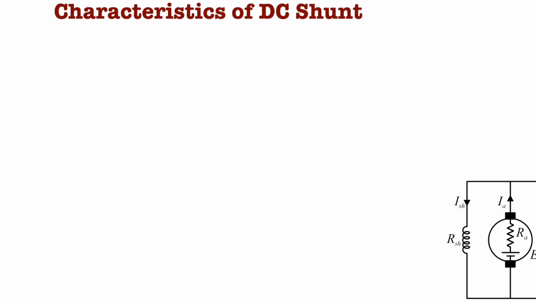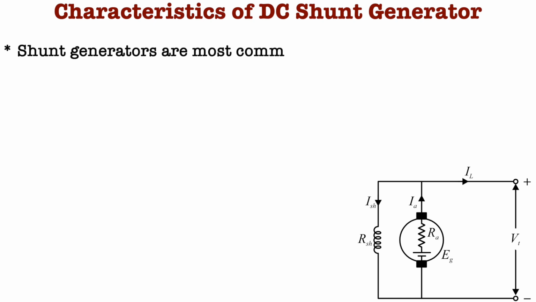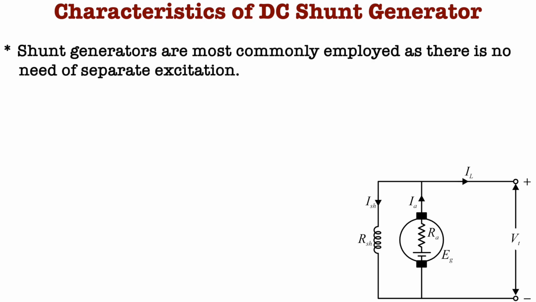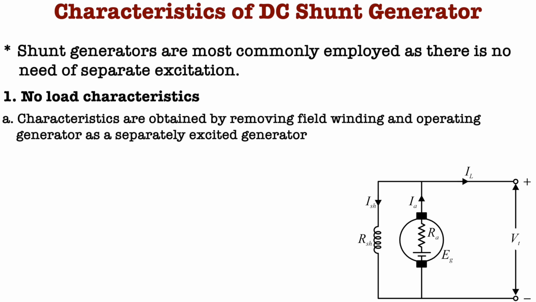Now, let us see the characteristics of DC shunt generator. Shunt generators are most commonly employed as there is no need of separate excitation. The first one is no load characteristics. These characteristics are obtained by removing the field winding and operating the generator as a separately excited generator.